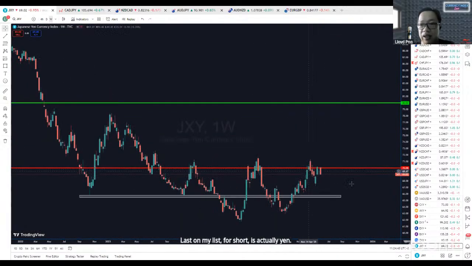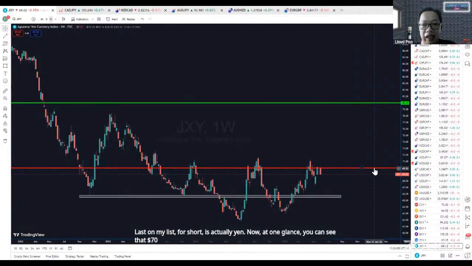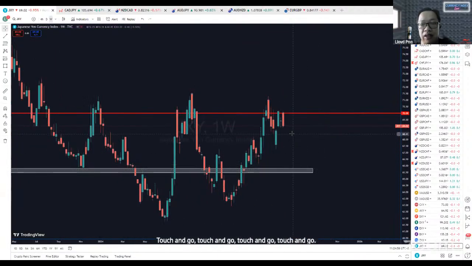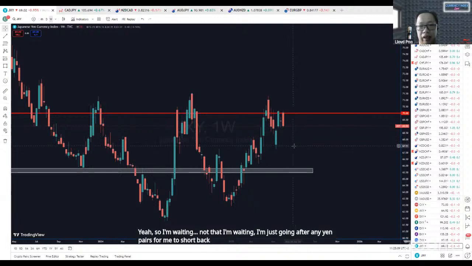Now, at one glance, you can see that $70 is a very, very nice level for price to actually break, touch and go, touch and go, touch and go. You can see that previous week, price gapped up, closed the gap, and pushed down. So I'm just going after any yen pairs for me to short, at least down to the $67, if possible, down to $66.